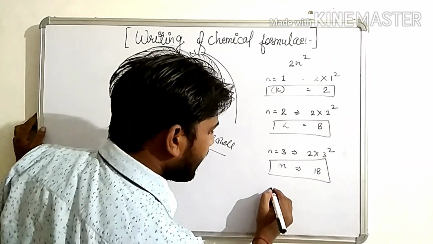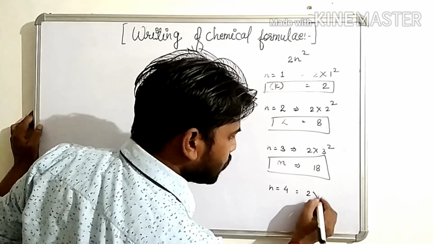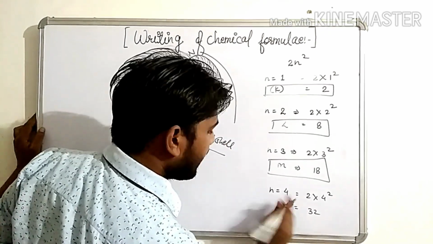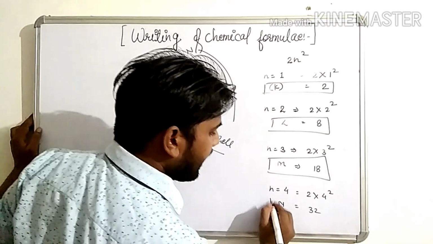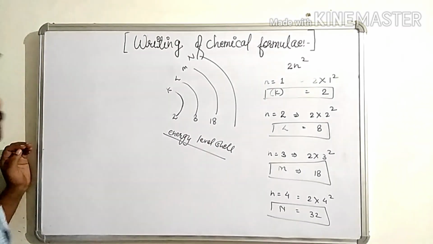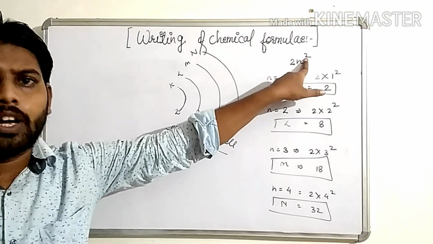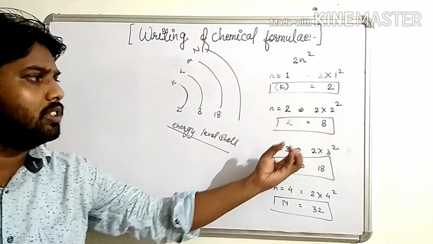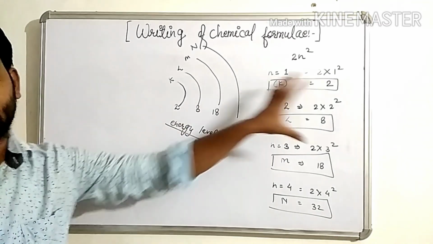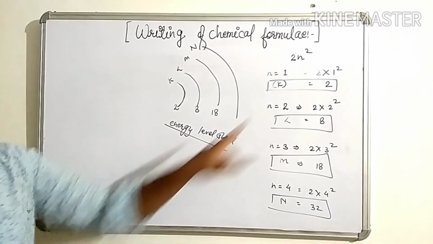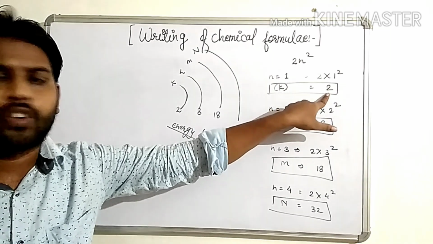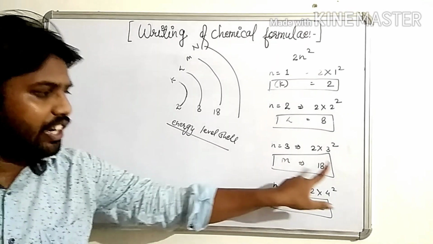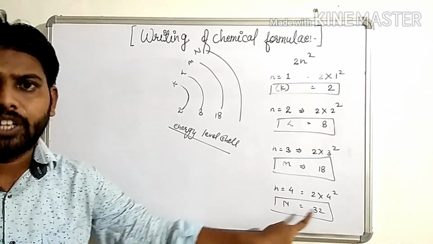And n is equal to 4 means 2 into 4 square, 32. It means n is equal to 4, there is N shell. So on the basis of this formula, we have seen, children, how many electrons will fill in which shell. Here K accommodates 2 electrons, L accommodates 8 electrons, M accommodates 18 electrons, and N accommodates 32 electrons.